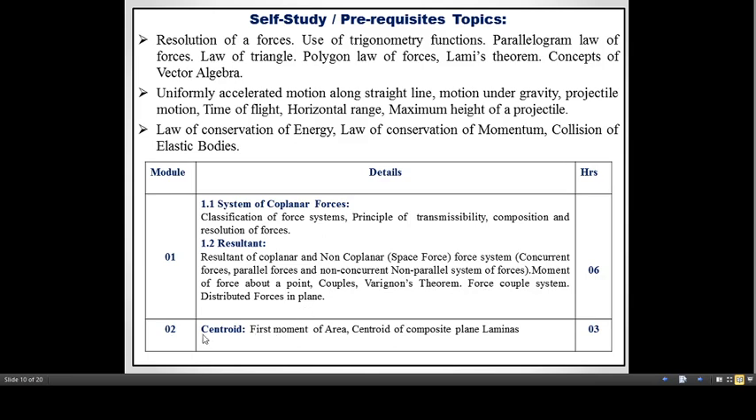Then in the second module, we'll cover this part, that is centroid. First moment of area, centroid of composite plane laminas. So this column indicates how many lectures are required to complete this particular module.